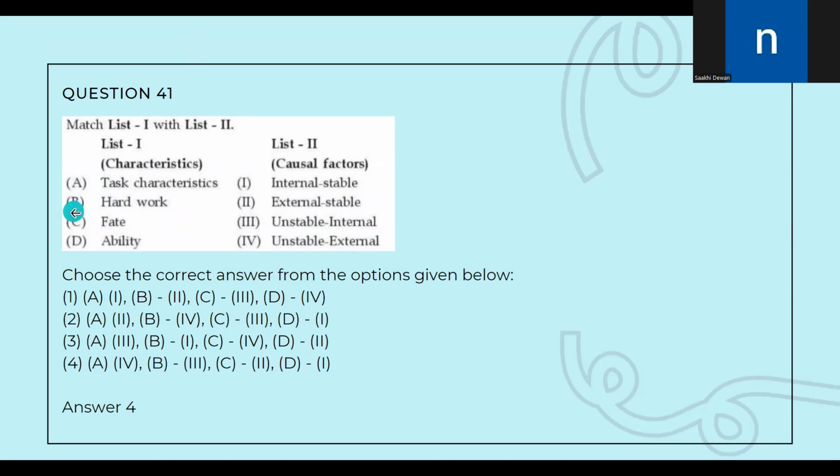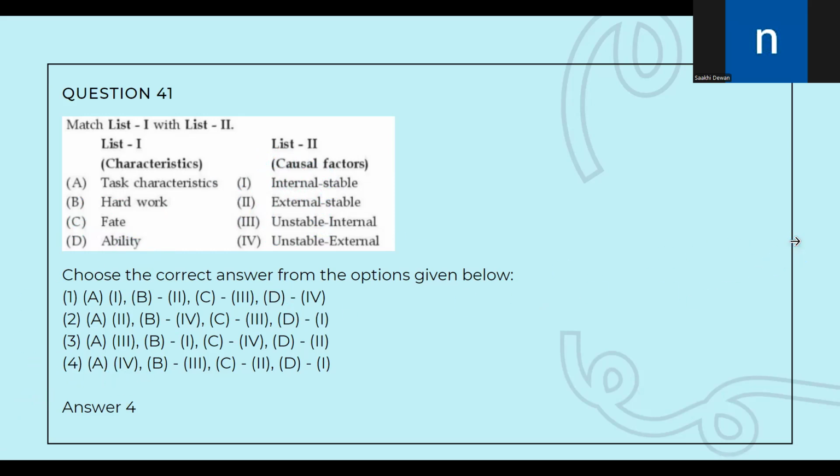The third that is given to us is fate. So fate is usually referred to as external and it is considered as relatively stable. And the last one is ability, that is referred to as an internal factor and is also considered stable. So the correct answer is option number 4.